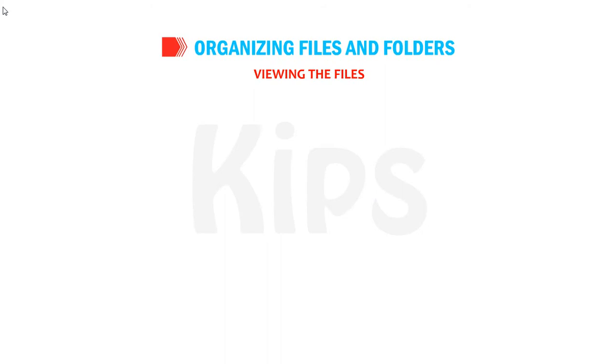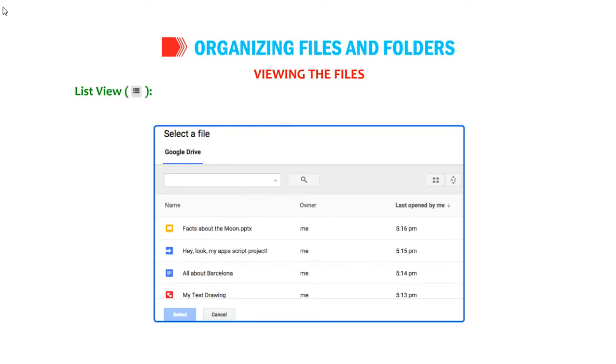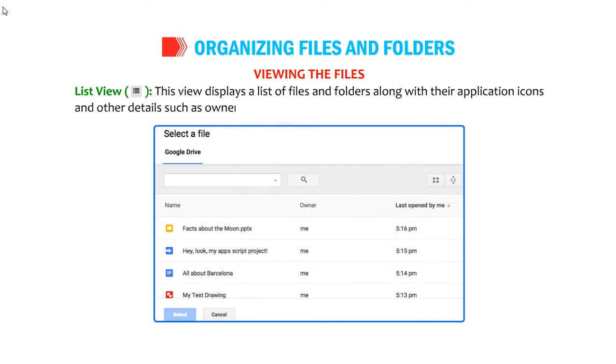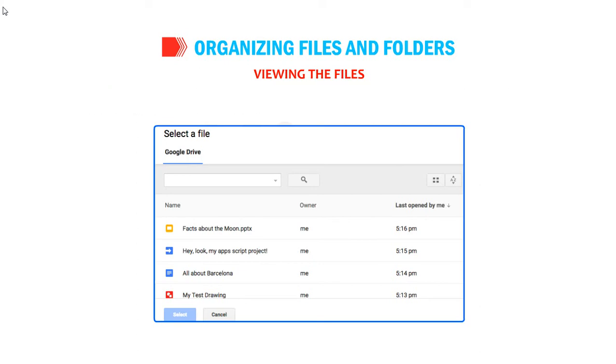Viewing the files. Google Drive displays your files and folders in 2 different ways. List view. This view displays a list of files and folders along with their application icons and other details such as owner of the file, date when it was last modified, file size, etc. By default, all the files and folders appear in a list.